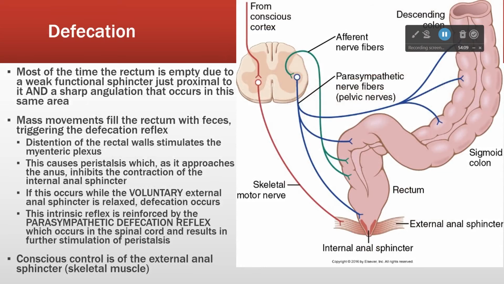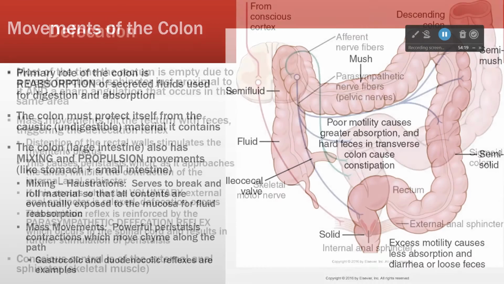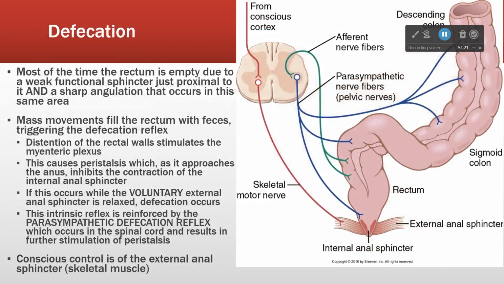At some point, a mass movement of material in the descending colon is going to get shuttled into the endpoint, which is the rectum. All right, so a mass movement, normally the rectum is empty or effectively so, okay? So the rectum usually just has a small amount of fluid in it. That's because of two things.